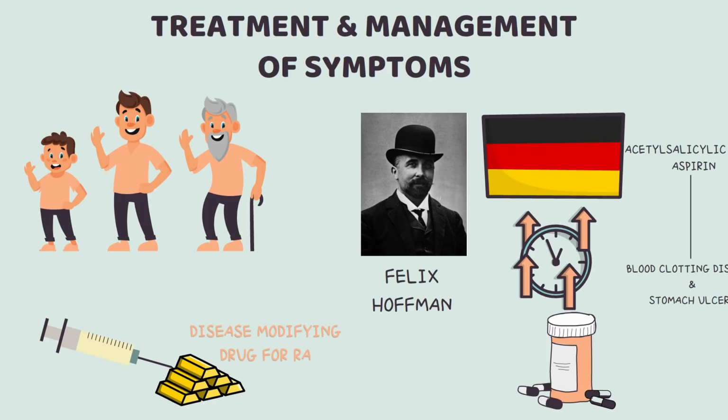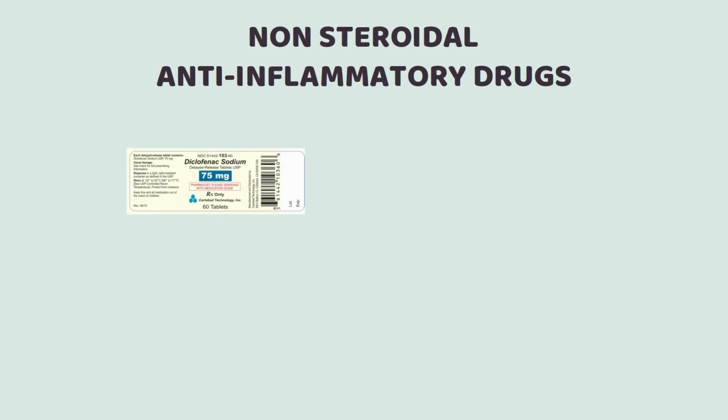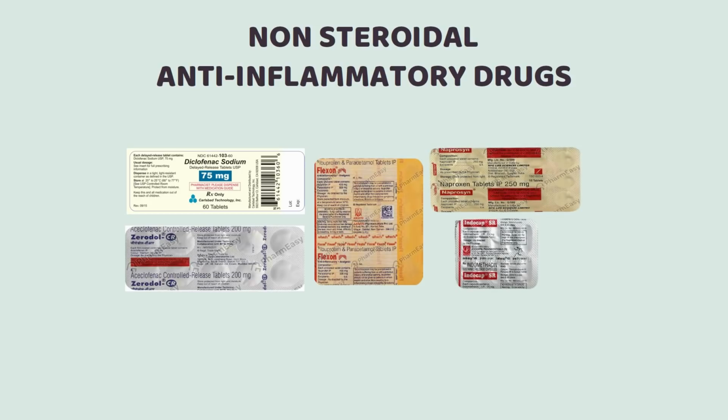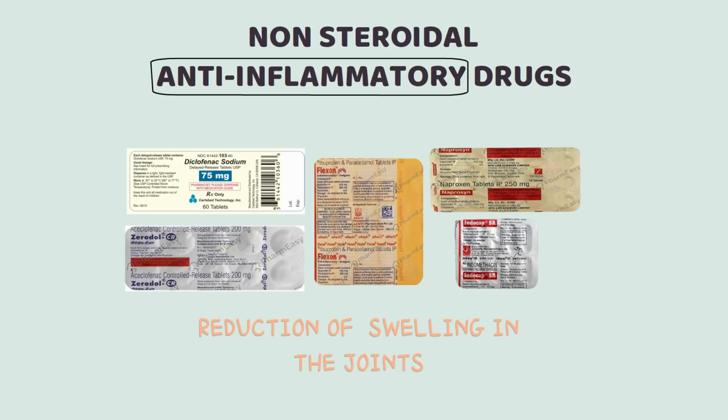The first line of drugs that are used for the treatment of rheumatoid arthritis are known as non-steroidal anti-inflammatory drugs. These drugs include diclofenac, aceclofenac, ibuprofen, naproxen, indomethacin, etc. As you can tell by their name, these are anti-inflammatory drugs, meaning they decrease the inflammation or the swelling that occurs in the joints due to rheumatoid arthritis. This reduces the pain and tenderness and also helps in prevention of long-term damage to the joints.